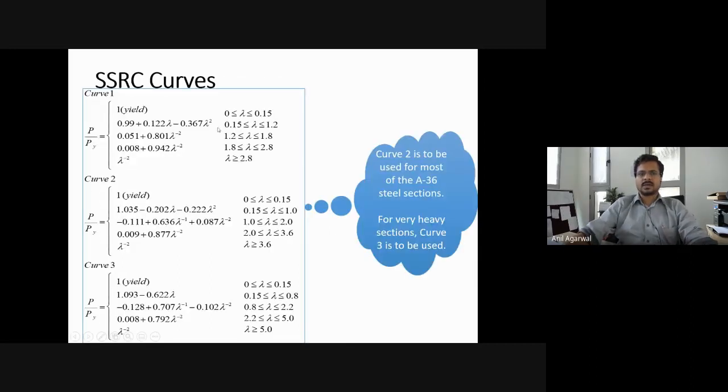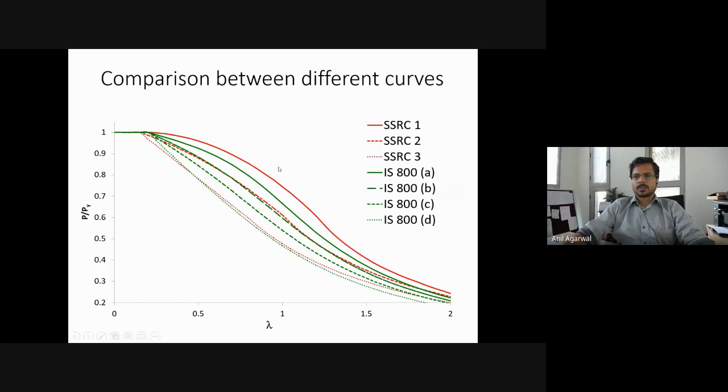So there are the SSRC guidelines, and he had recommended 4 different curves. 3 are shown here, for different types of cross sections. This was all done based on some numerical analysis he had done, which was verified with the experimental data also. And later on, for the American code, they distilled these further into a single equation.